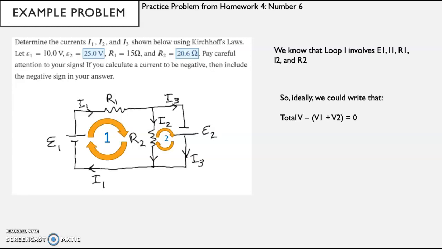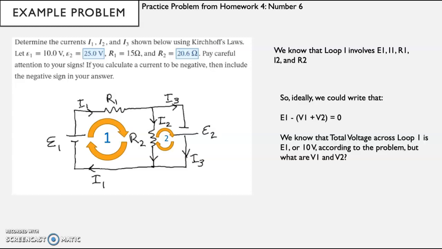So ideally, we could write that the total voltage minus the voltage of 1 plus voltage 2 is equal to 0, or E1 minus voltage 1 plus V2 is equal to 0, because we know that voltage total across loop 1 is E1, or 10 volts, according to the problem. So now let's try to solve for voltage 1 and voltage 2.